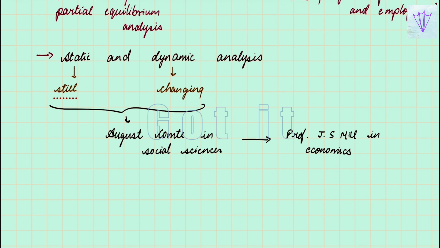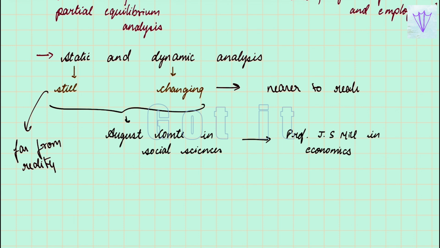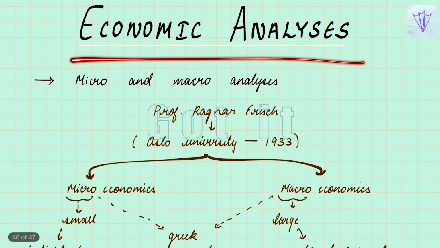The static one, the still one, is far from reality, while the dynamic analysis is nearer to reality, because all the things standing still or all conditions unchanged is far from reality. In reality, every day something or the other will change. So dynamic analysis is nearer to reality in comparison to the static analysis. So these two are the economic analysis.